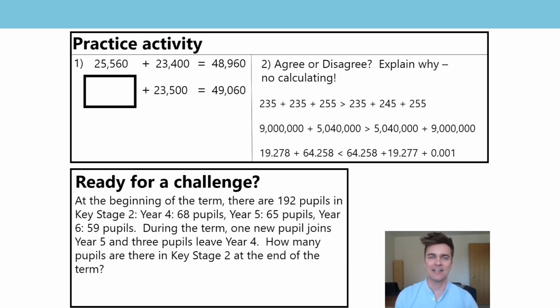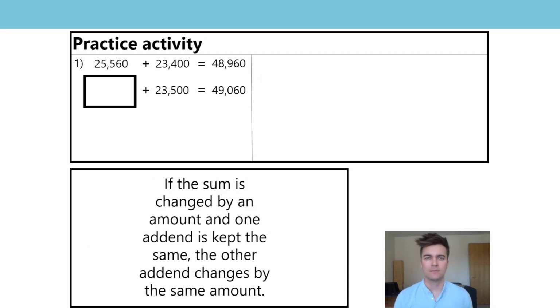Fantastic. Let's take a look at the first part. Can you read the equation with me? Ready? 25,560 add 23,400 equals 48,960. Underneath that, there's a second equation with an unknown value. Is it an unknown addend or an unknown sum? Right, it's an unknown addend.